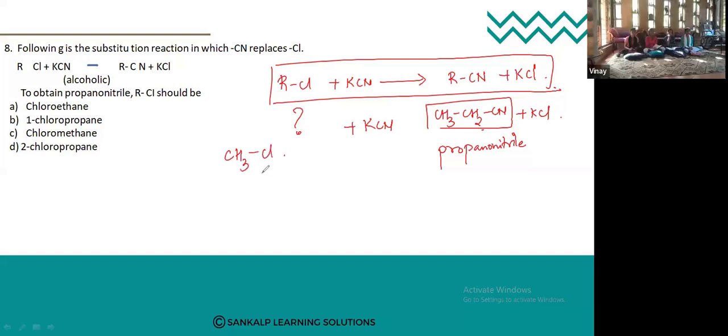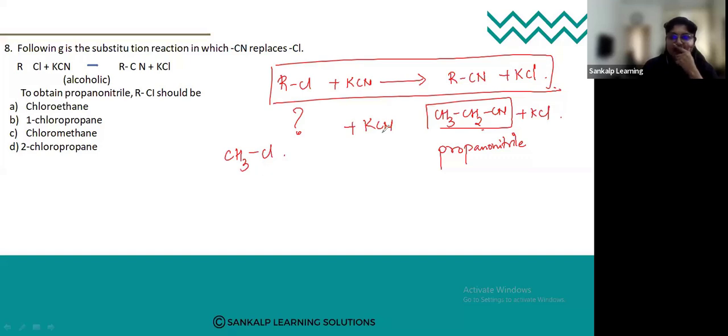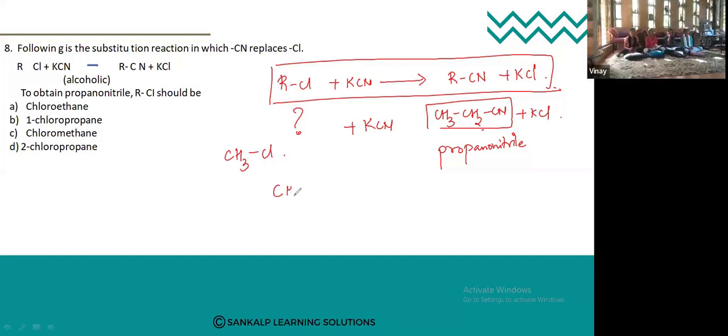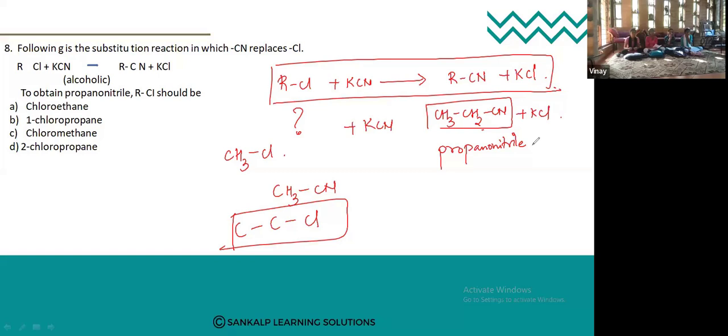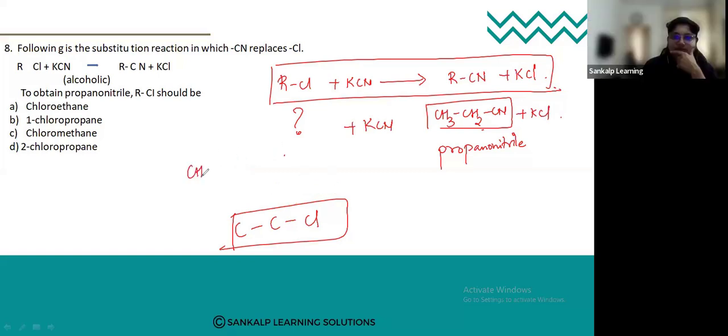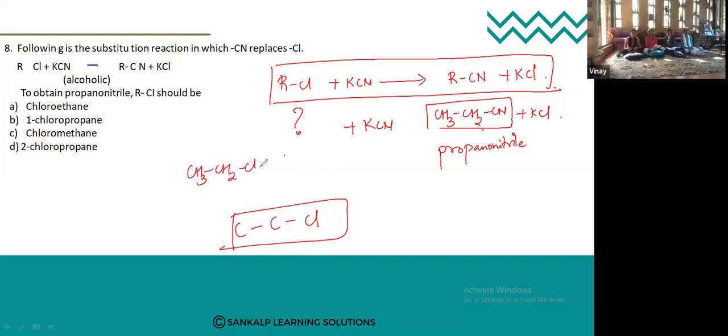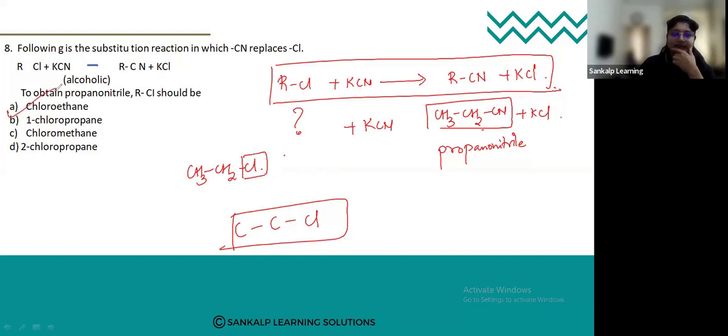Chloromethane, if I react with KCN, I am going to get CH3CN. But there should be 2 carbon atoms, like this should be the compound. Option A, ma'am. Ethane, so CH3CH2Cl, where Cl will be replaced by CN. Yes, option A is the correct answer.